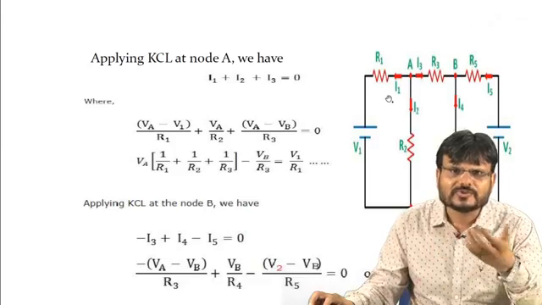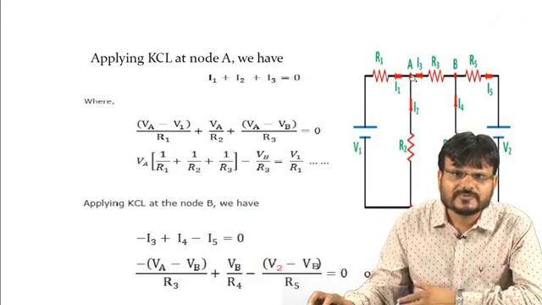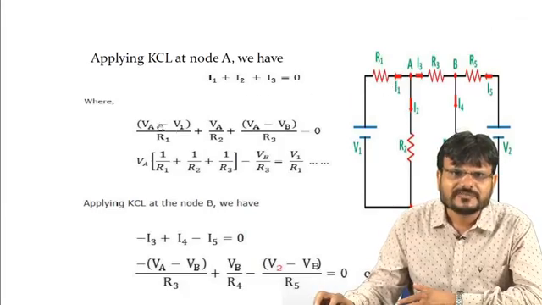Current always flows due to the potential difference. Because current is flowing from A to B, the current I1 is equal to what? VA minus V1 divided by the resistance of this branch. The resistance of this branch is R1. So I1 can be written as VA minus V1 upon R1.